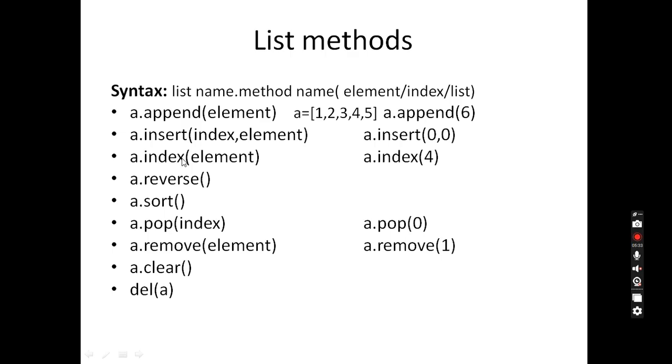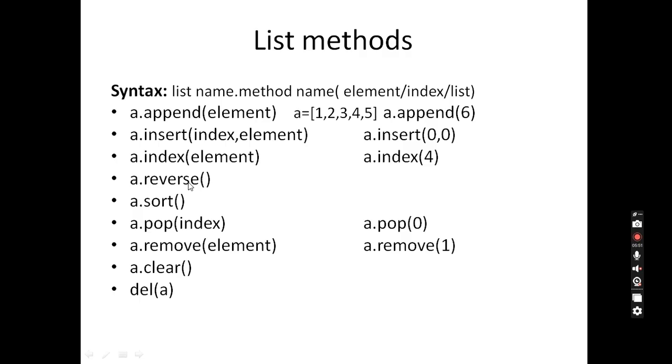The index method is used to get the index position or index value of a particular element. If I pass the element 4, I can get the index number of 4. Already I have a 0, right? So 0 is index number 0. So I get the index number as 4 here.